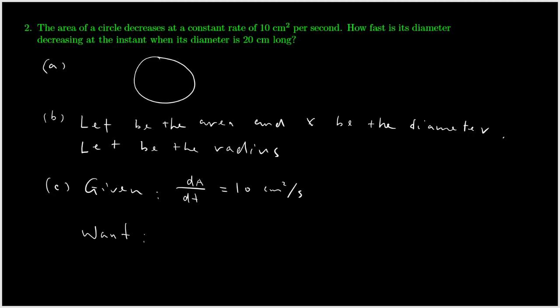Okay. So what do we want? We want an instantaneous rate of change. So it is dx over dt, right? We want dx over dt, I mean the rate of change of the diameter. We read that in terms of dx over dt. Again, it's an instantaneous rate of change when x, the diameter, is 20 centimeters long. So we're done step C. Now let's move on to D.